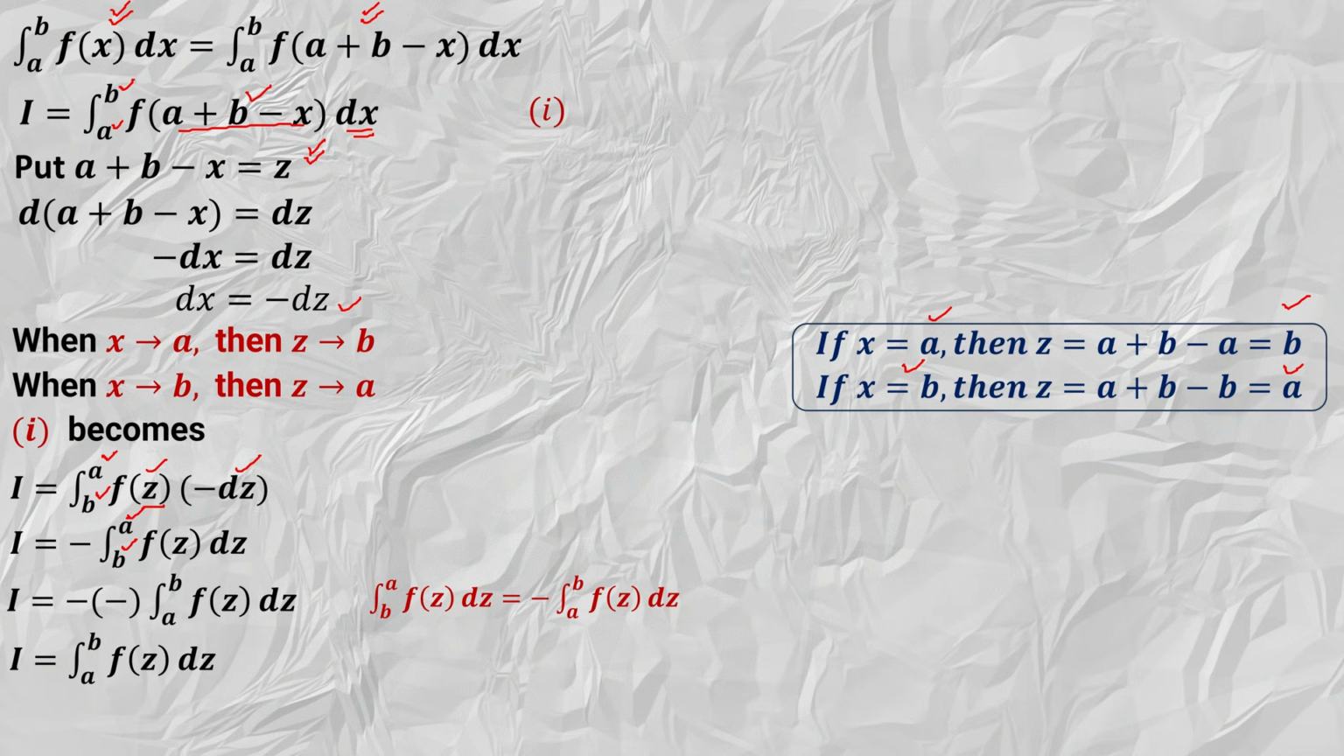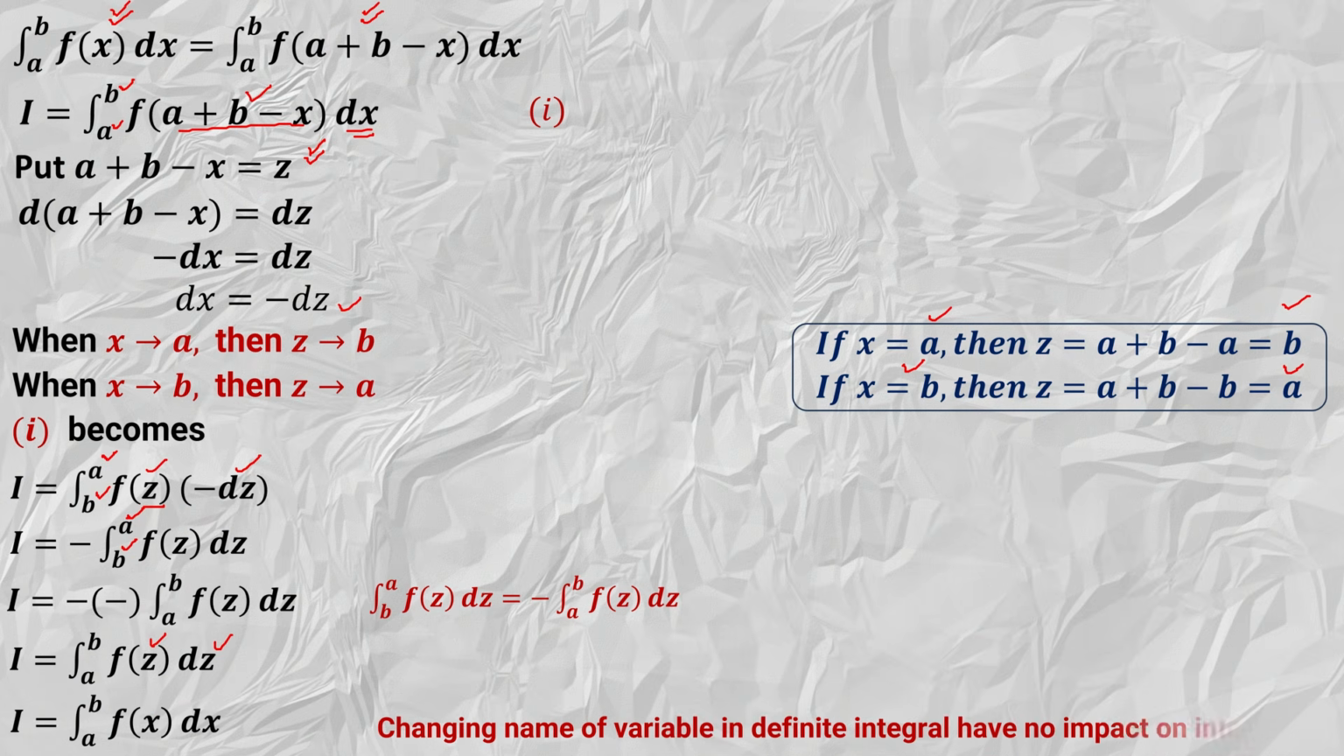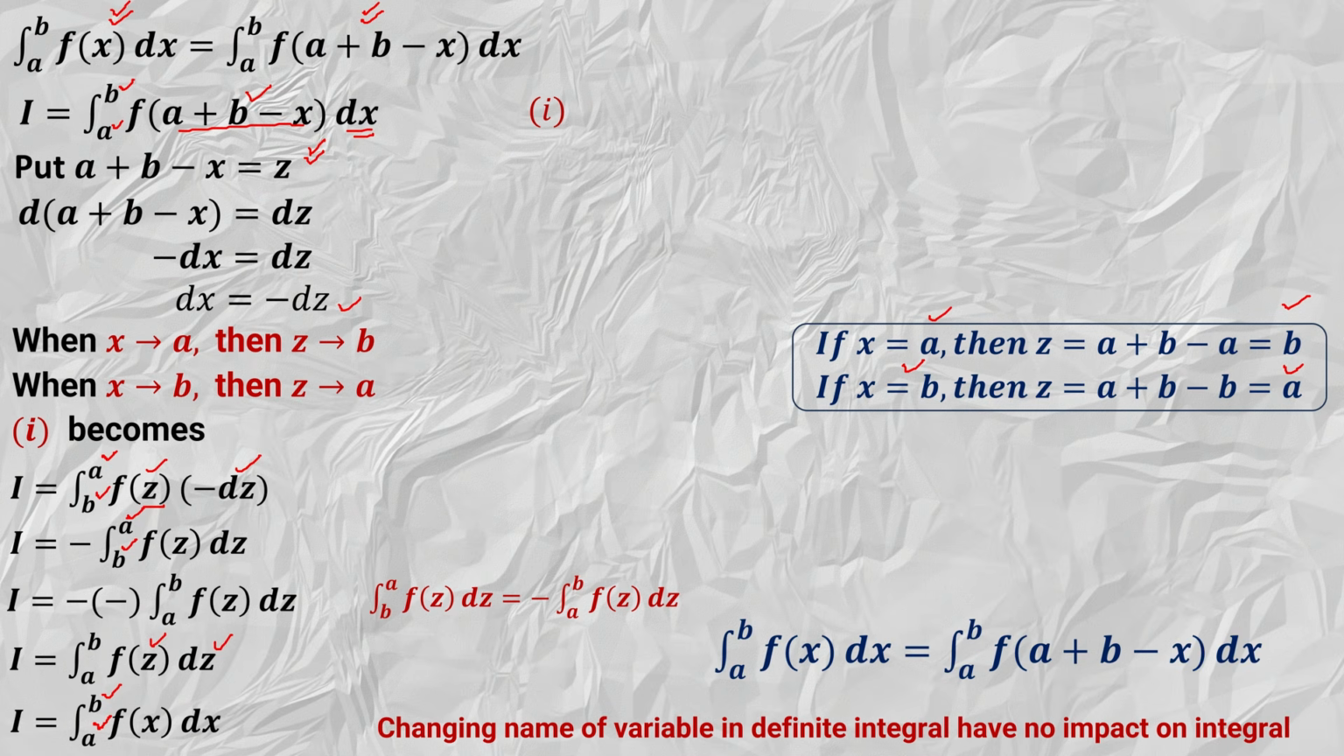Now we shall replace this z with x and get I is equal to integral from a to b f of x dx, because changing the name of the variable in a definite integral has no impact on the integral provided the limits of integration are unchanged. Hence, we have proved that the integral from a to b f of x dx is equal to integral from a to b f of a plus b minus x dx. This is the King's property for definite integrals.